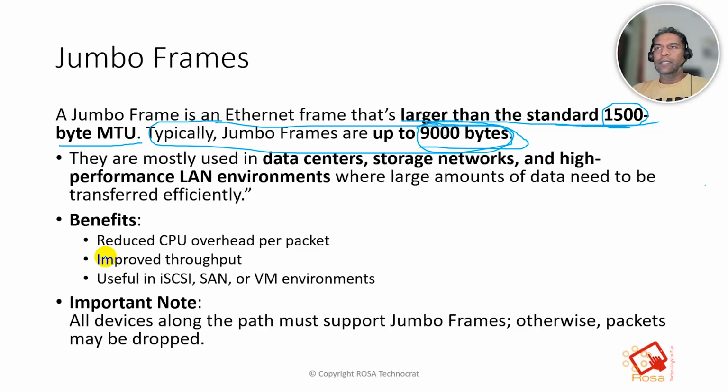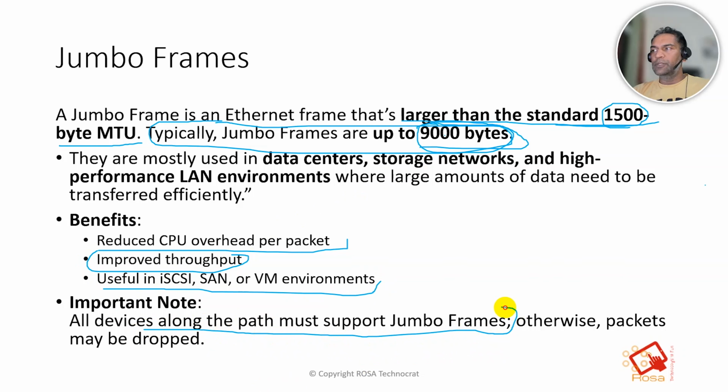What are the benefits? Reduced CPU overhead per packet, because the device doesn't have to fragment every packet that is higher than 1500. There is no need for fragmentation, so any issues due to fragmentation will not arise. Improved throughput due to a higher MTU, and this is generally useful in iSCSI, SAN or VM environments because they can support higher MTUs. Important note: all devices along the path must support jumbo frames.